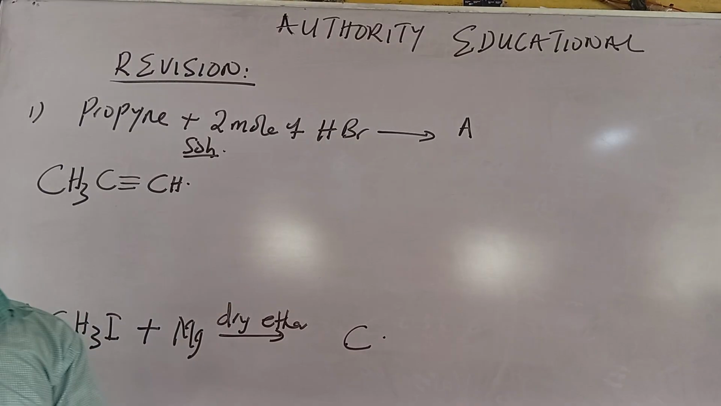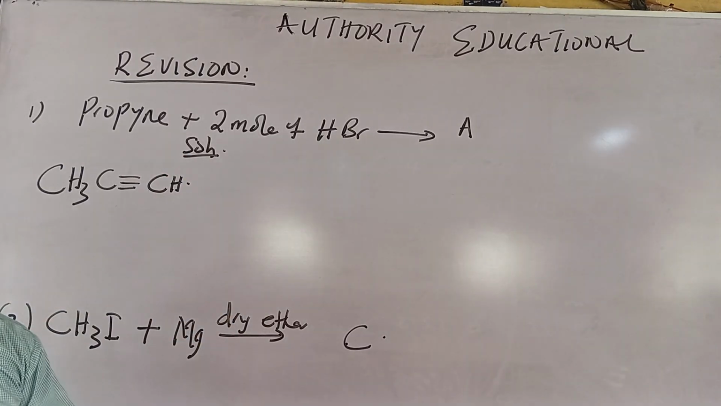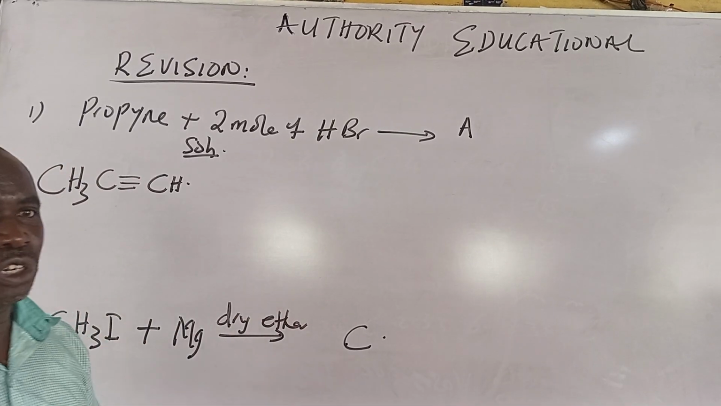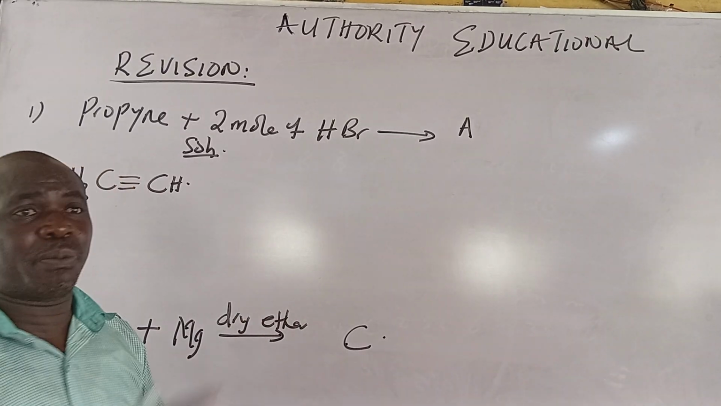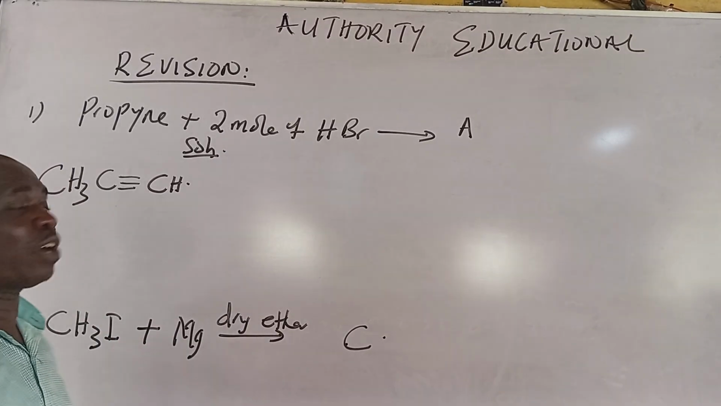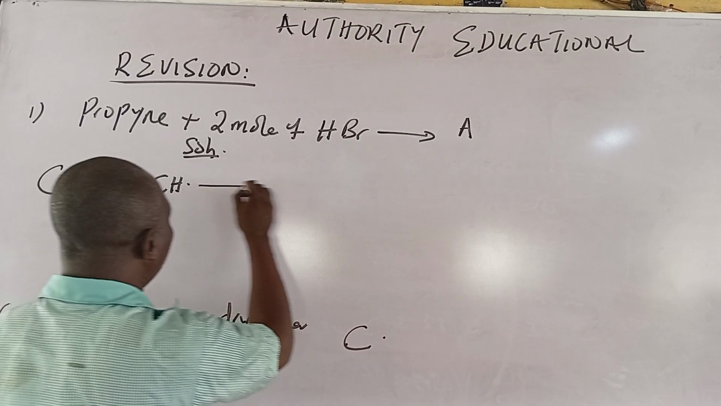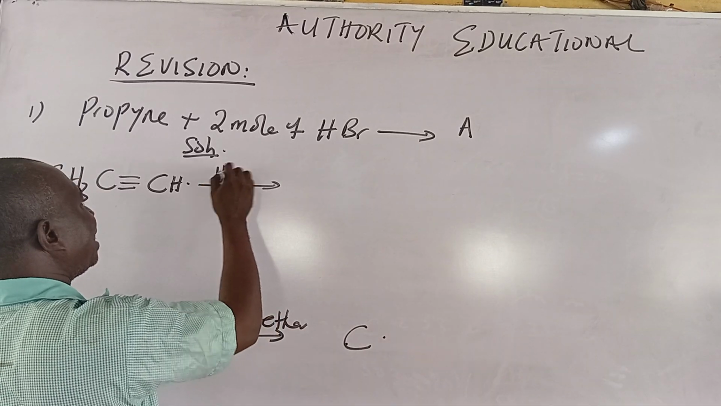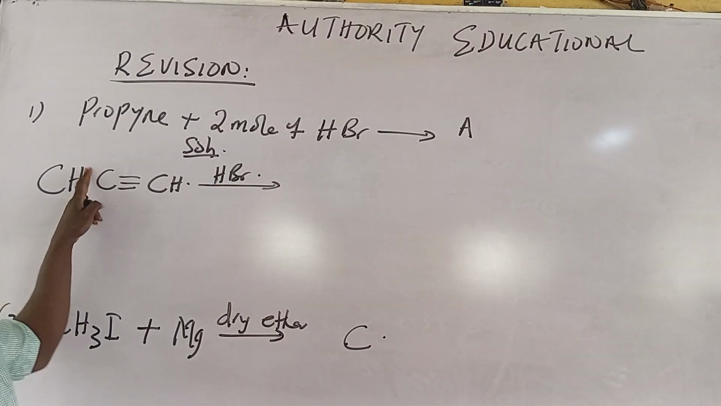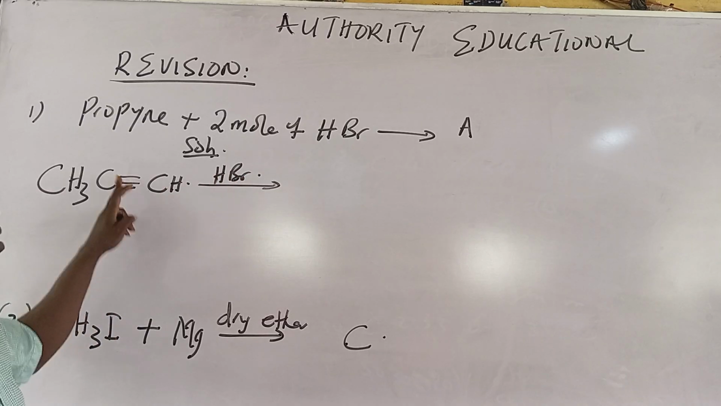The way the reaction is going to proceed, we are going to proceed step by step, stage by stage, because it involves a triple bond. So the triple bond will convert to a double bond before a single bond. That is why it takes 2 moles. So let's first of all react with 1 mole of HBr. We are reacting with HBr.